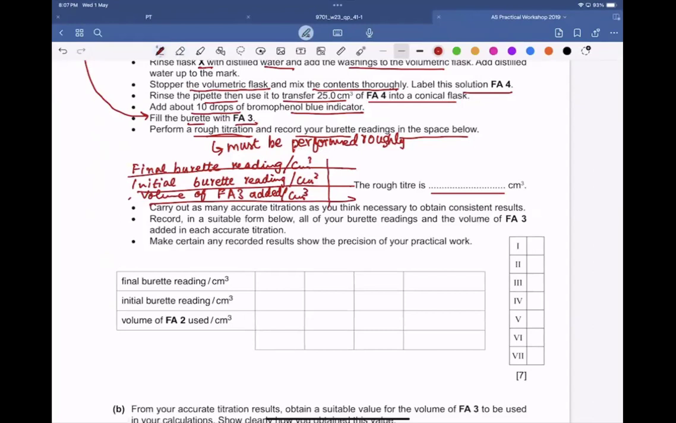So, for example, initial reading was 0. So you are going to put 2 decimal places in every burette reading. Must remember that you need to put 2 decimal places. Okay.